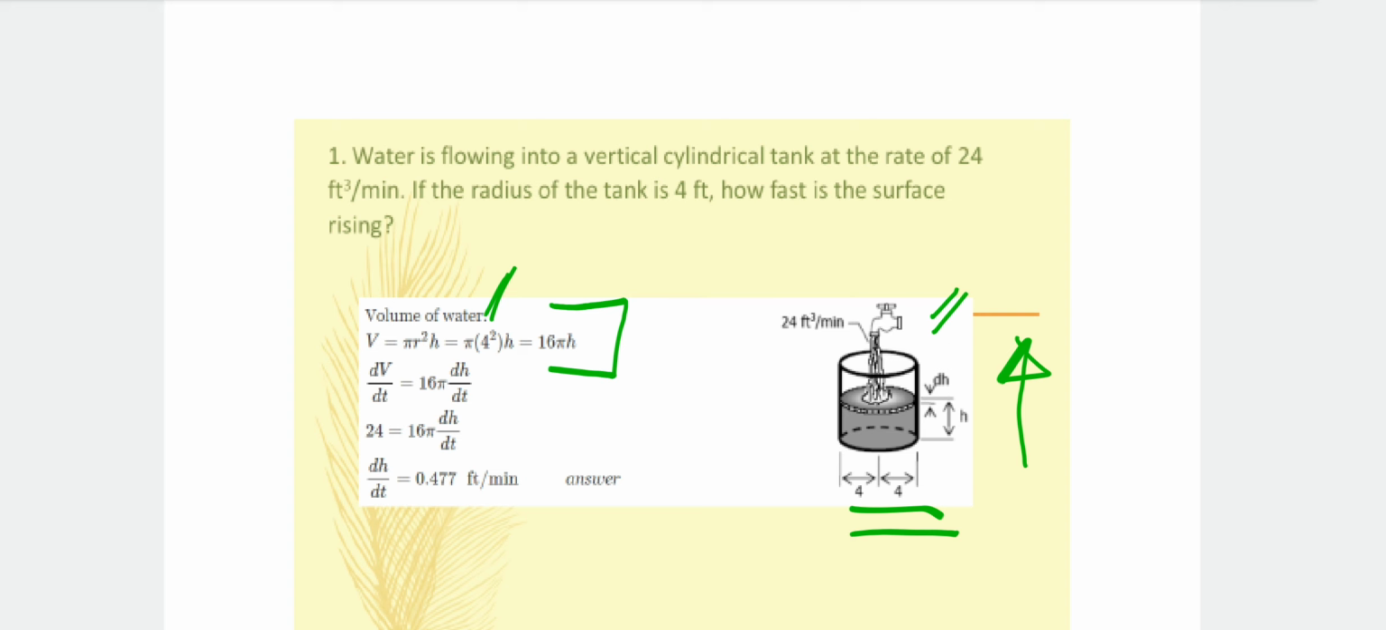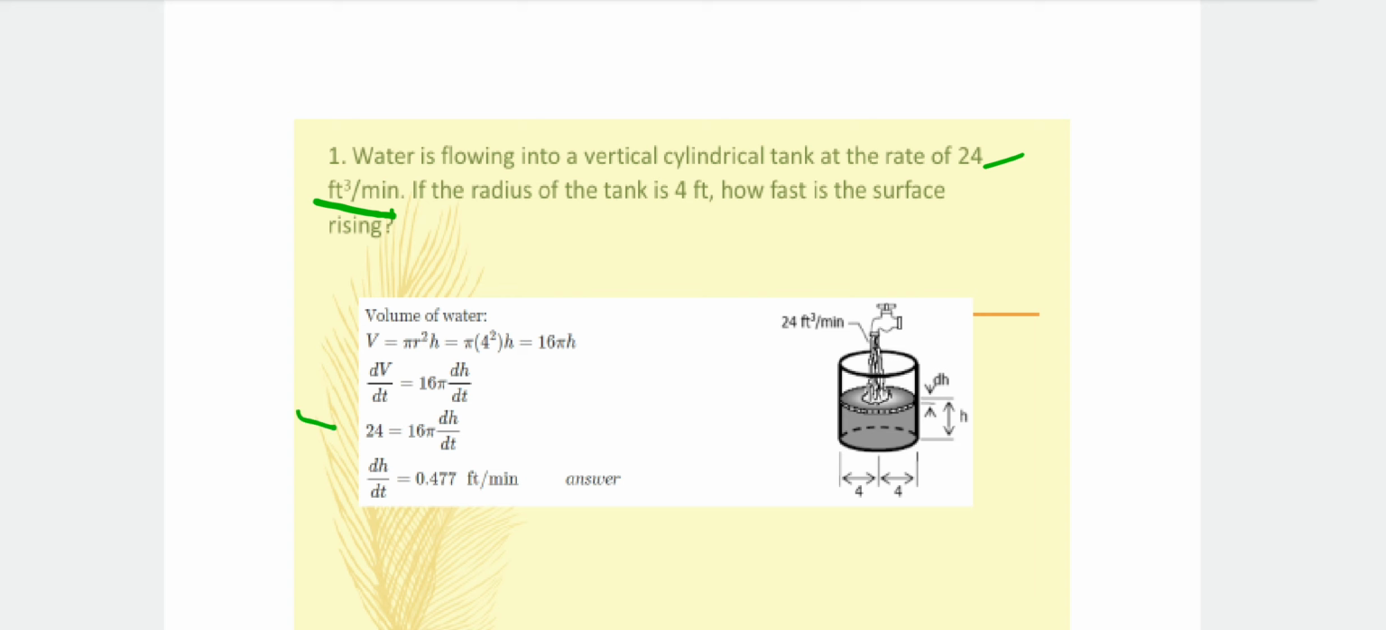Now, after that, we are going to differentiate. Differentiating it gives 16 pi, and the differential of h is dh over dt. So now we have dv over dt here. Remember, dv over dt is the rate of volume, so that is the 24. Substitute it there: 24 is equal to 16 pi dh over dt. Shift solve, or 24 divided by 16 pi, and you will have your dh over dt.